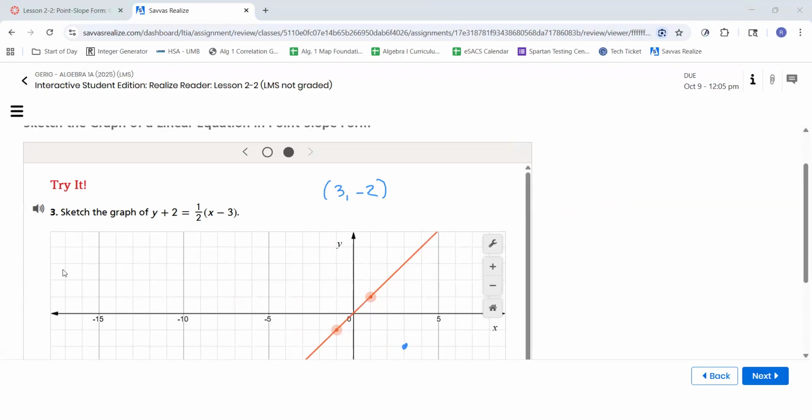And the slope is 1/2, so up 1 over 2. And there's my line. Okay. All right.